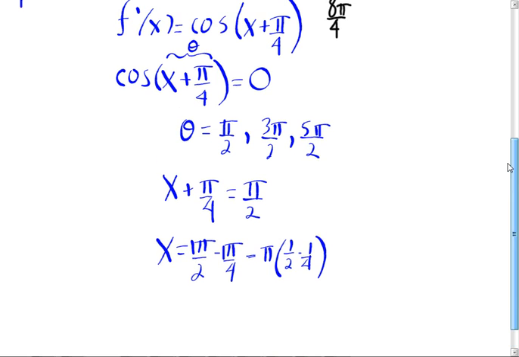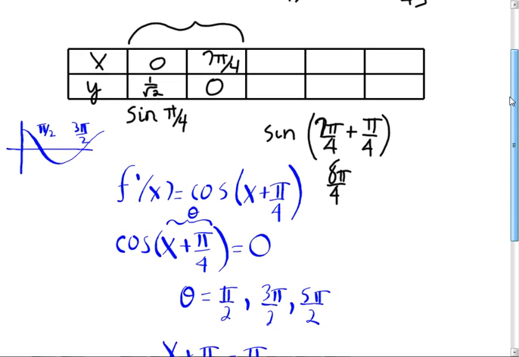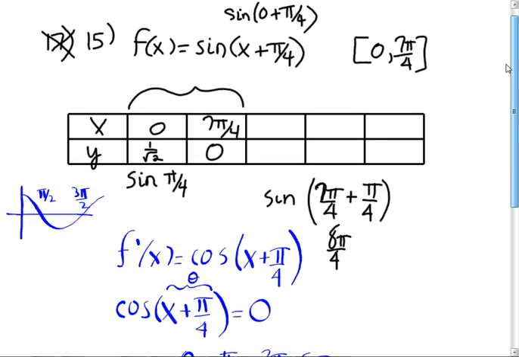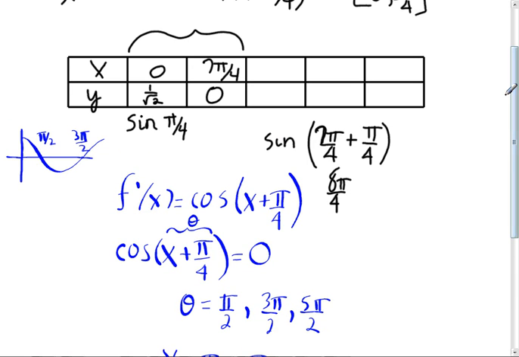Because the cosine of some angle is 0 at pi over 2, 3 pi over 2, and 5 pi over 2. Yeah, I could keep going: 7 pi over 2, 9 pi over 2. I could keep going, but I'm limited, thank goodness, by my domain restriction right there. Okay, so I'm going to put that one up there. That's pi over 4. Are there more?